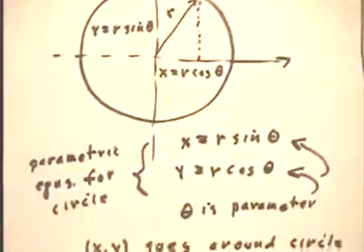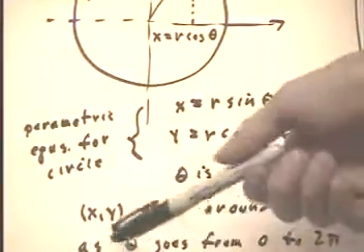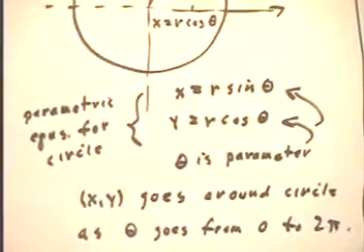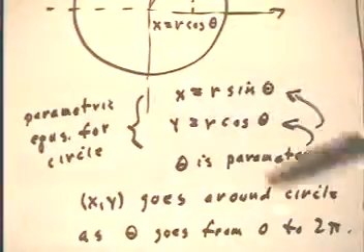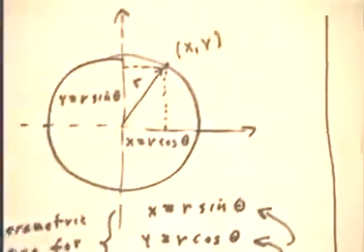Theta is your parameter, and the point (x, y) goes all the way around the circle every time theta goes from 0 to 2 pi. So if we let theta vary from 0 to 2 pi, these equations will trace out the complete circle. And there should be no big surprise there.